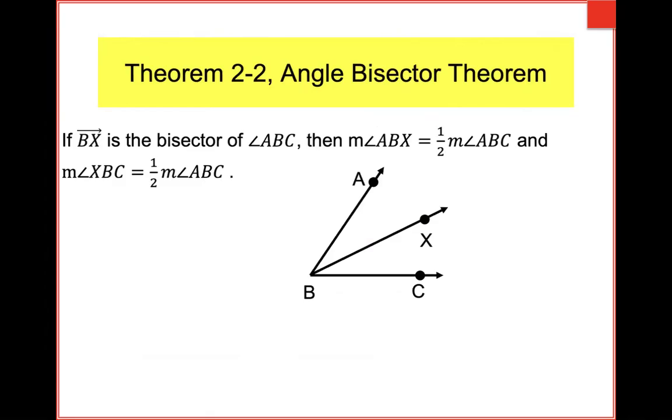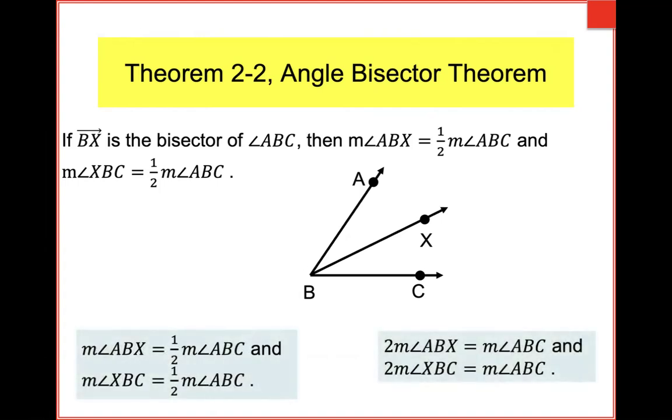Okay, and if this applies to segments, then it probably should also apply to angles. Now, we don't have a midpoint of an angle, but we do have an angle bisector. So let's see, BX is an angle bisector of ABC. In other words, it cuts it in half. We're not going to prove this one because this proof would be exactly the same as the previous one. We could use the angle addition postulate, then we could do some substitution, combine like terms and divide by two, and we would get to the same thing. So make sure you pause the video and write this all down.